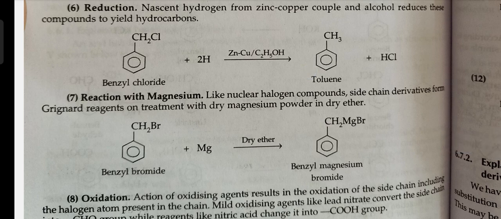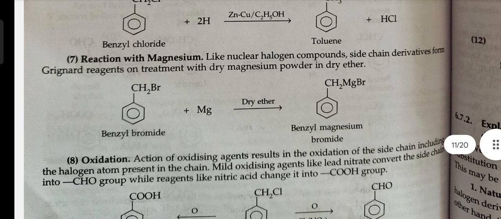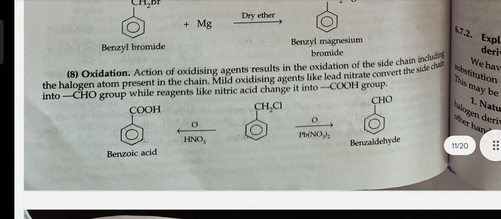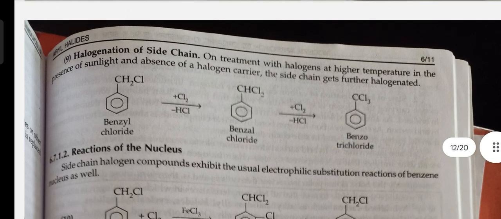Reaction with magnesium. Like nuclear halogen compounds, a side chain derivative forms a Grignard reagent on treatment with dry magnesium powder in dry ether. Oxidation. Action of oxidizing agents results in the oxidation of the side chain, including the halogen atom present in the chain. Mild oxidizing agents like lead nitrate convert the side chain into a CHO group, while reagents like nitric acid change it into a COOH group. Halogenation of side chain. On treatment with halogen at higher temperature, in the presence of sunlight and absence of a halogen carrier, the side chain gets further halogenated.